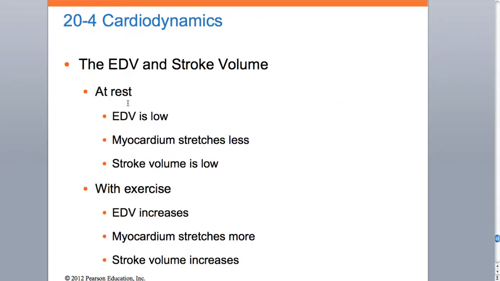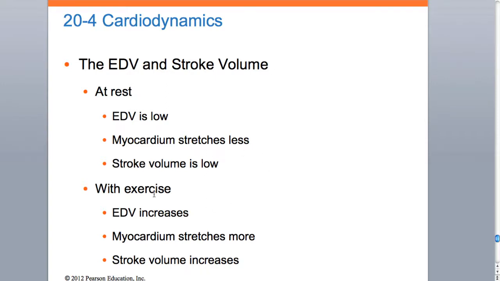Notice what it says. At rest, EDV is low because you really don't need it. Even your stroke volume is low at rest. You don't need too much blood being spit out into the blood vessel system because you're resting. And even the myocardium will stretch less.